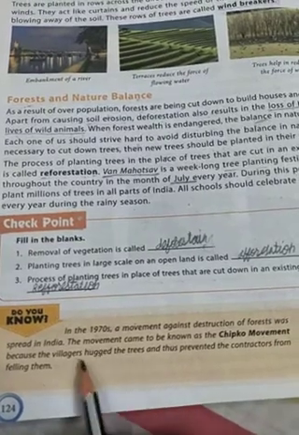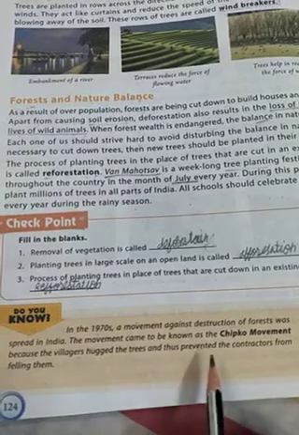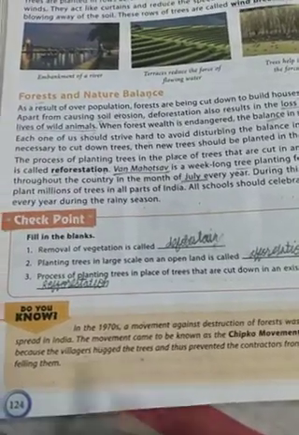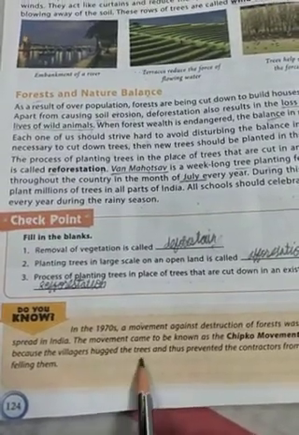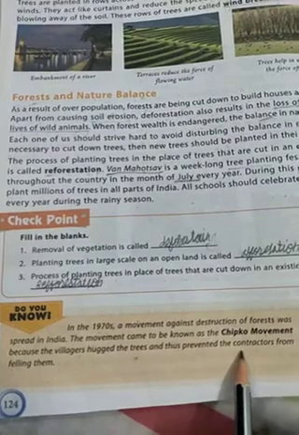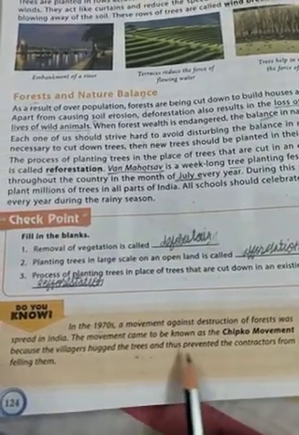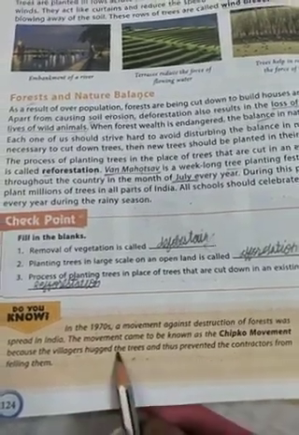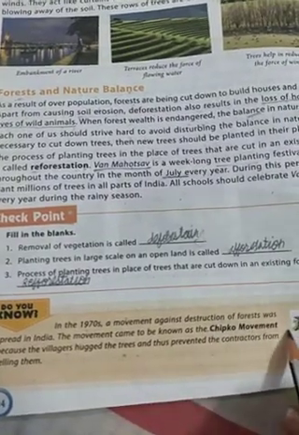तो वहाँ के लोगों ने क्या किया था? They started to hug the trees. वो जब देखते थे कि कॉन्ट्रैक्टर आ रहे हैं विलेज में ट्रीज को काटने के लिए, so they used to hug the trees. When they were hugging the trees, the contractors were not able to cut them. So in this way they protected the trees. As they hugged and protected the trees, that is why it is known as the Chipko movement.